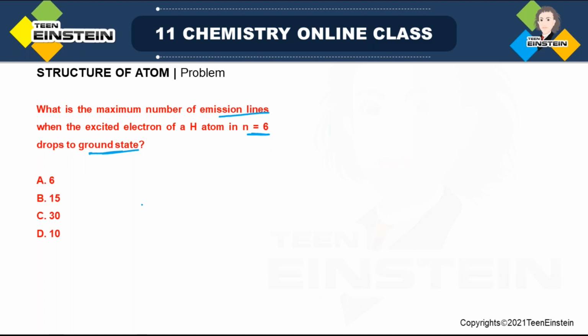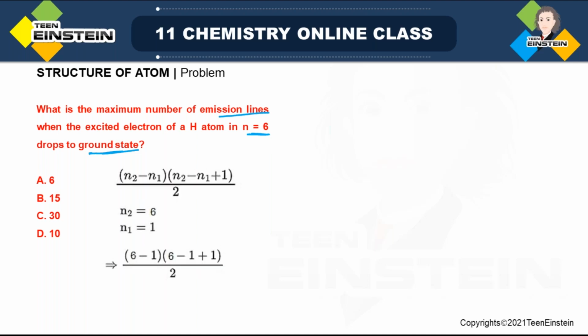Now for this type of problem, there is a specific formula that you can use. Very simple. See, the formula is N2 minus N1, where N2 is the higher energy level, N1 is the lower energy level, multiplied by N2 minus N1 plus 1 divided by 2.